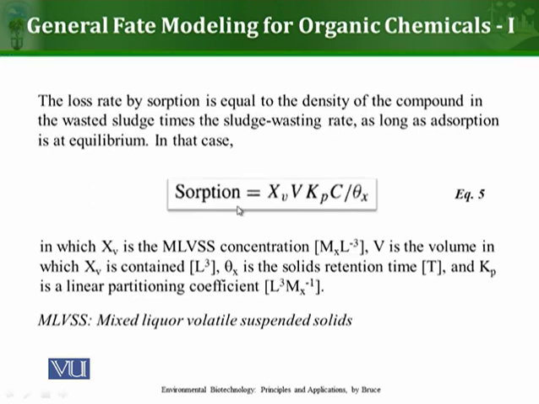If we talk about sorption, how can we derive it? Basically the loss rate by sorption is equal to the density of the compound in the wastage sludge times the sludge wasting rate, that is, how much density there is and how much sludge is being wasted. In this case sorption is equal to XV V Kp C divided by theta x, in which XV is the MLVSS, the mixed liquor volatile suspended solids, so its concentration comes in here. V is the volume in which XV is contained. Theta x is the solids retention time. Kp is the linear partitioning coefficient, and C again is the concentration.